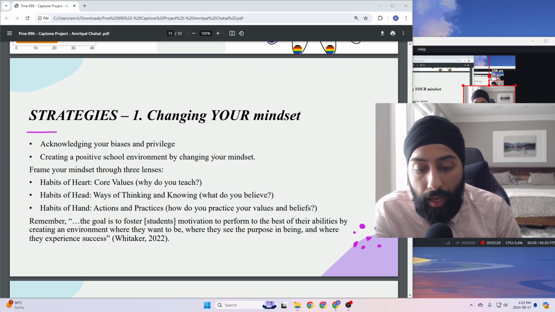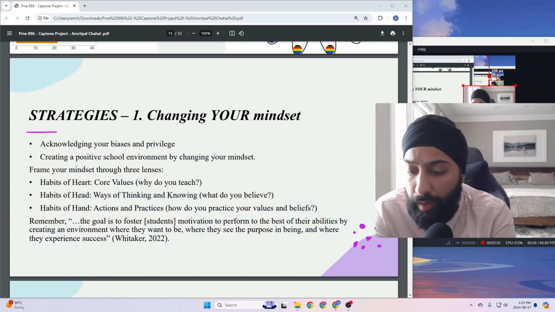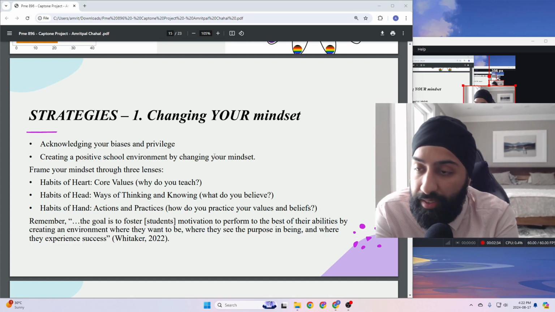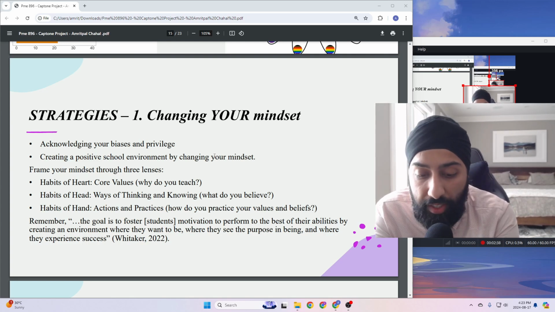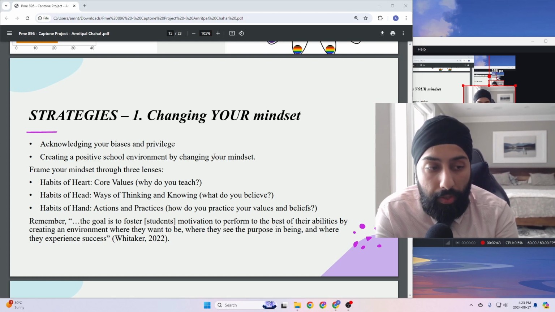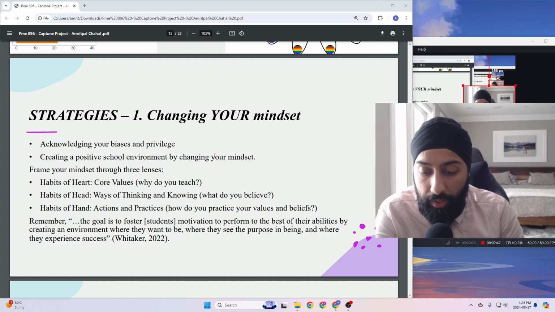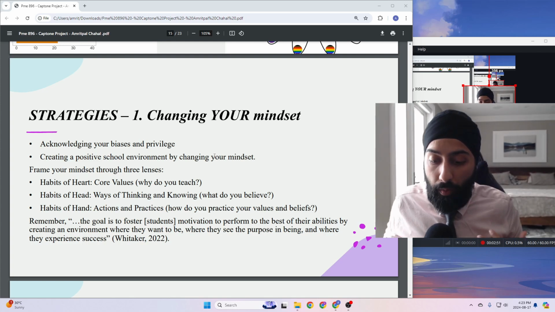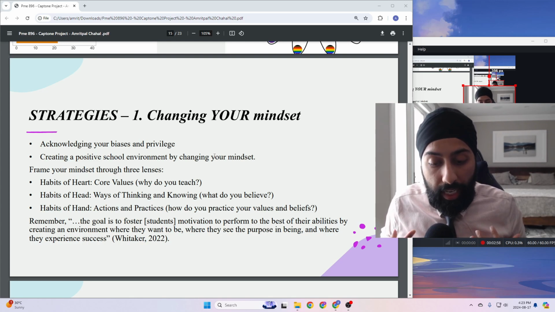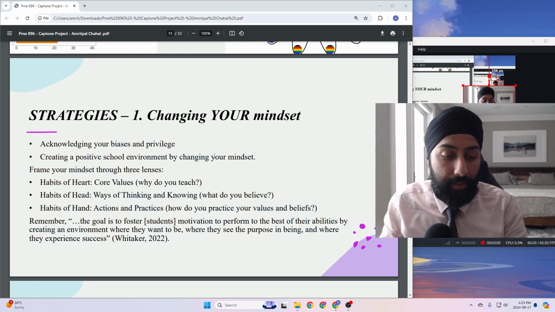Another example, I try to foster a more collaborative learning environment where students work together on projects, they inquire about their learning, share ideas, and learn from one another. Creating a school community environment where students feel they are valued and heard is so important. Remember, the goal is to foster students' motivation to perform to their best abilities by creating an environment where they want to be there, where they see a purpose in believing, purpose in being, and where they experience success.